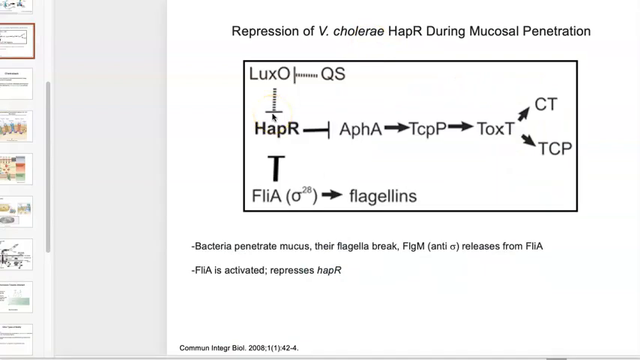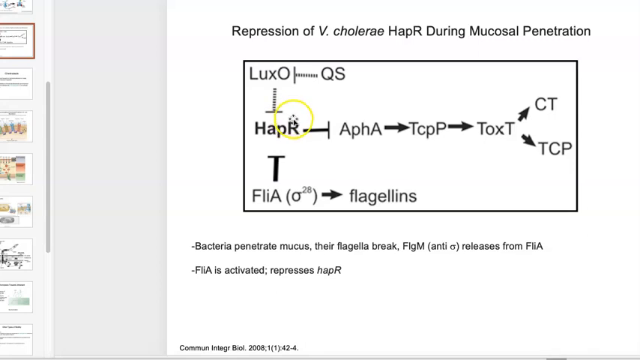This slide overviews repression of Vibrio cholerae HapR during mucosal penetration. So essentially what it's doing is showing you the relationship between flagella rotation and virulence. And so in this particular case, cholera might be ingested into the small intestine, but in order to get there, it's got to go through the acidic stomach and then the shower of bile in the duodenum. So a lot of the cells are destroyed. And as a result, the bacteria come in pretty low cell numbers.